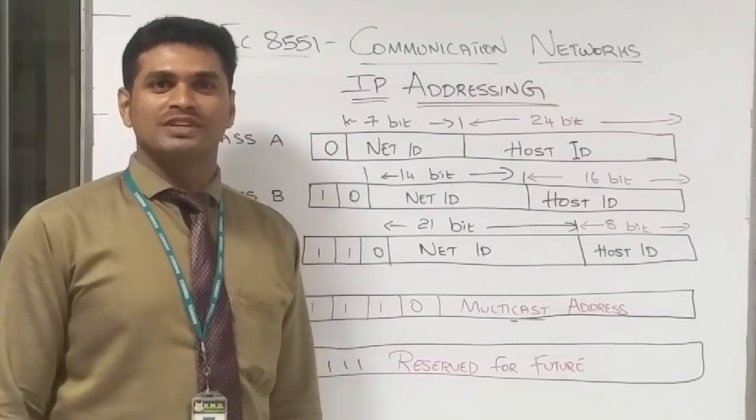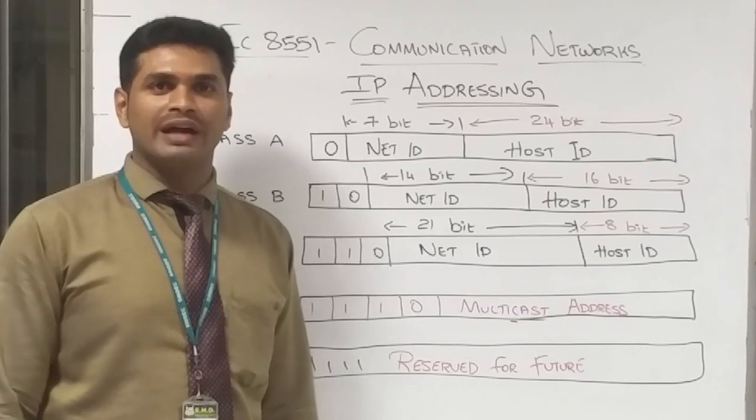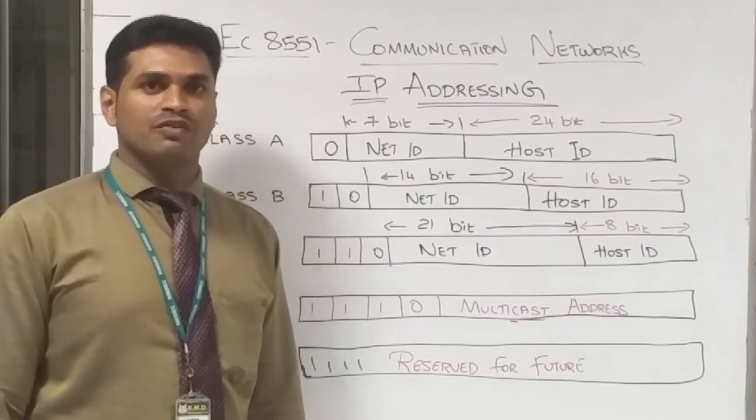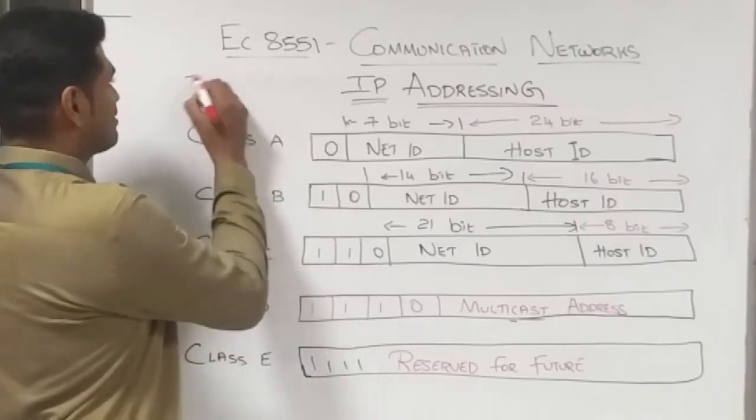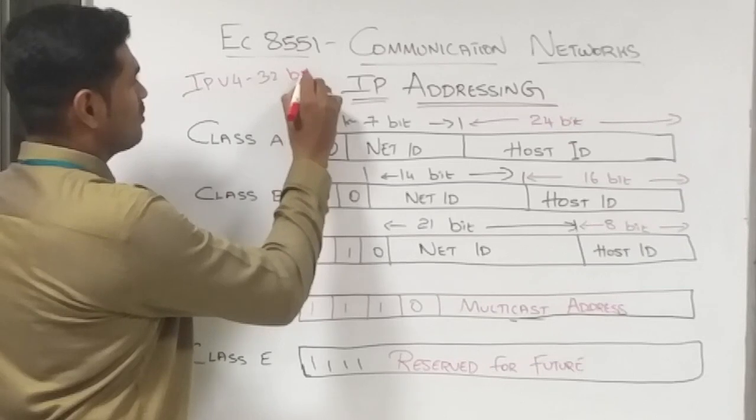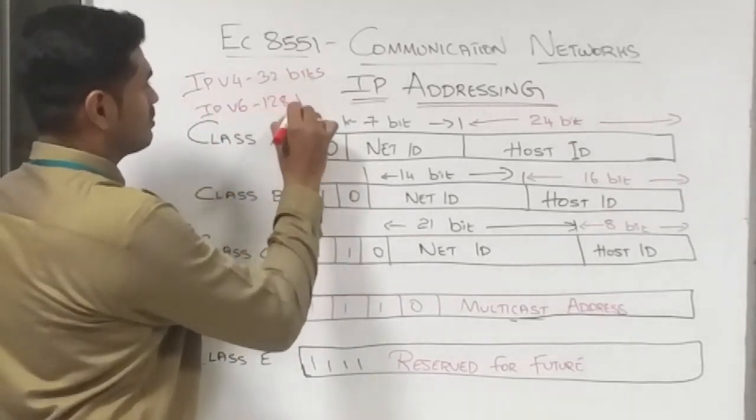We'll discuss IP version 4 and IP version 6. There are two different addressing schemes in IP addressing. IP version 4 is of 32 bits, that is, the address length is 32 bits, whereas IP version 6 is of 128 bits.